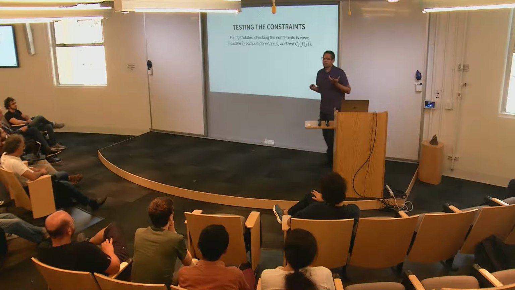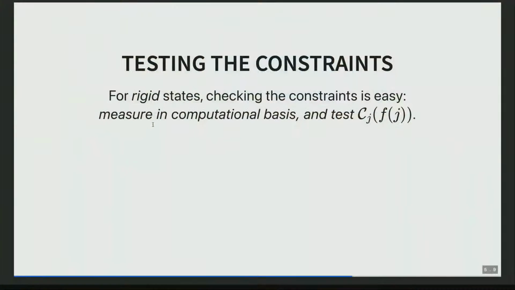So, okay, how do we test these constraints? From here, we're going to assume that the states are rigid, because if they weren't rigid, the other parts of my protocol would have found that. And actually, for rigid states, checking the constraints is quite easy. I'll measure in the computational basis, and I'll get out some j and f of j. j is the index of a constraint. f of j are the Q variable values associated with that constraint. And I'll check it. I can compute it classically. Or if you want, I can compute this in superposition, so to speak.